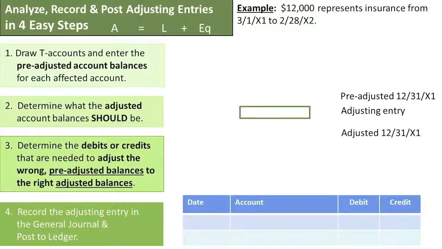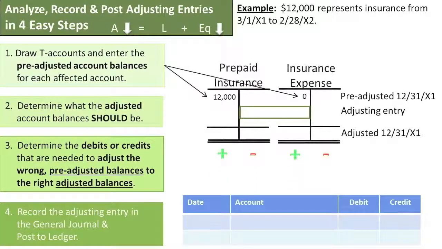$12,000 of prepaid insurance represents a prepayment from March 1st, X1, to February 28th, X2. We've now used up some of that insurance because we're sitting at December 31st, X1. Therefore, we will have to reduce assets for the insurance we've used up, and that will be an expense that will reduce equity. The accounts affected are prepaid insurance and insurance expense.